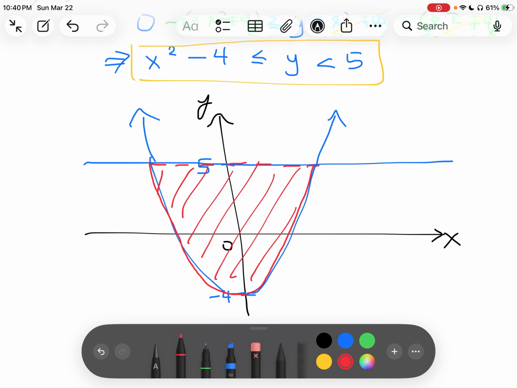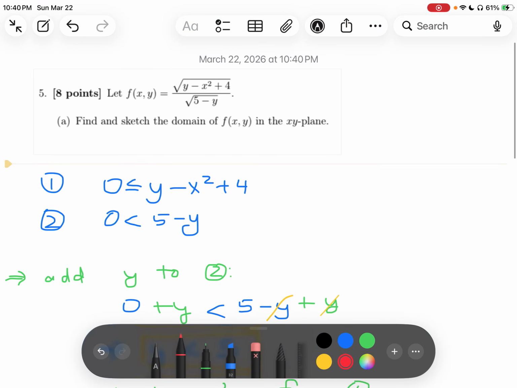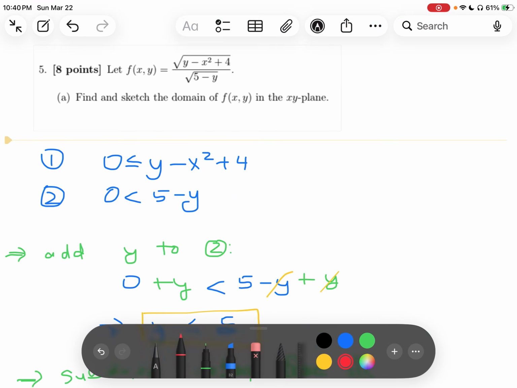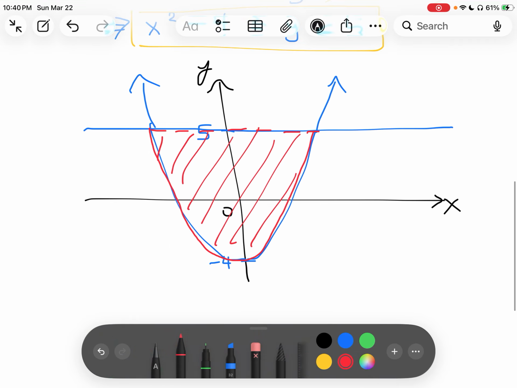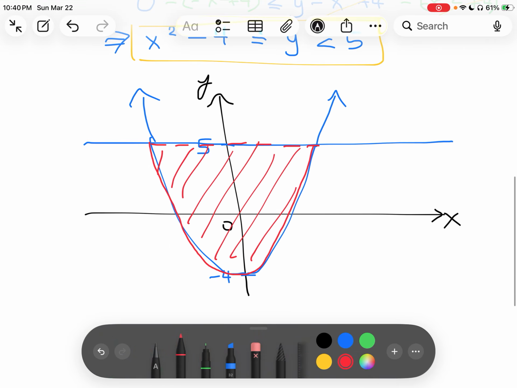So the question asked us, find and sketch the domain of f of xy in the xy plane. So this is the xy plane, and this is the domain of the function f of xy. So this is the domain of f of xy.